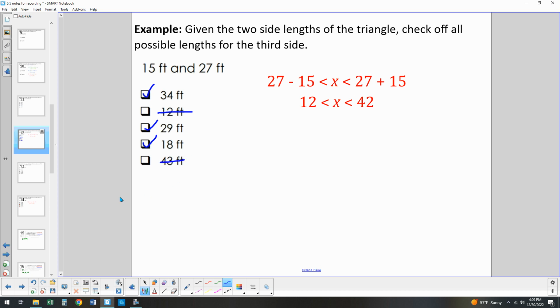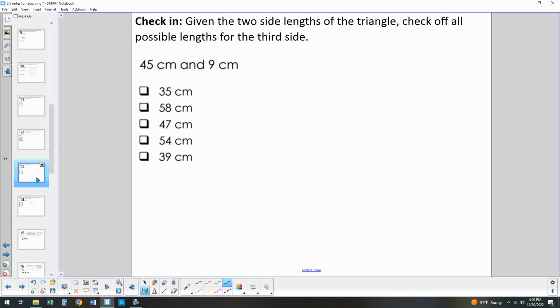You're going to try this one. Pause. When you're ready to see the answer, hit play. All right, so because our number has to be between 36 and 54, 35 is below that, 58 is above it, 54 is equal to it, so the only two that work are 39 and 47.